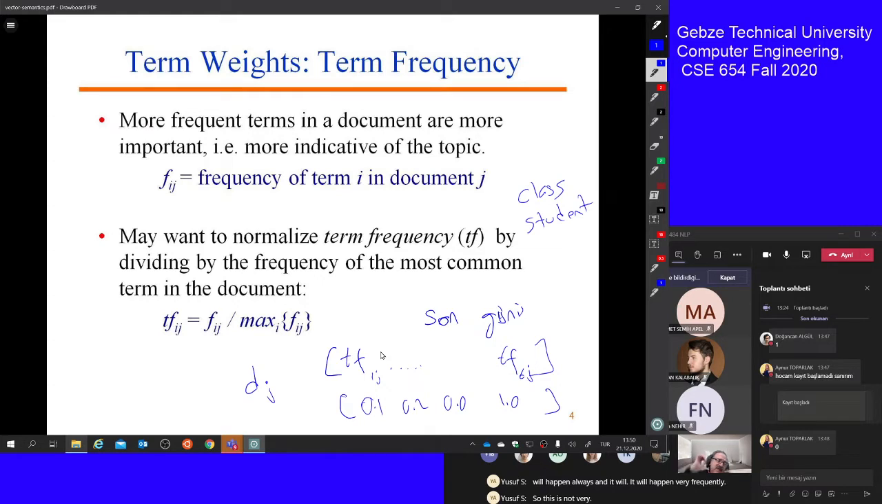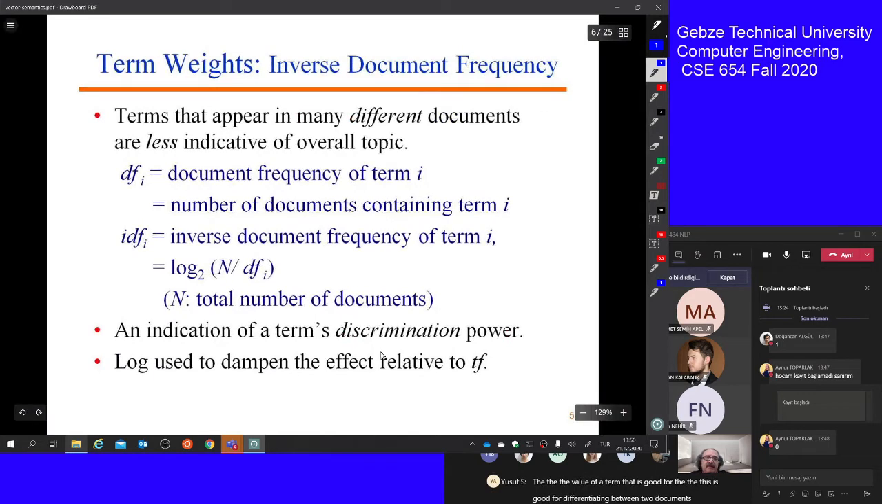informative about the document, because it doesn't mean much in terms of finding the similarity between two documents, because all the documents contain student. So what I am going to do is find the value of a term that is good for differentiating between two documents. That's what I'm going to do. It's going to be term weights, inverse document frequency. Terms that appear in many different documents, we say, are less indicative of overall topic.